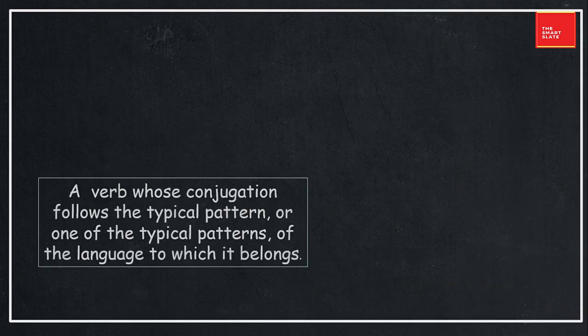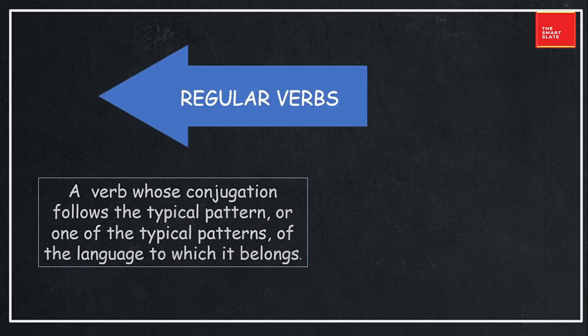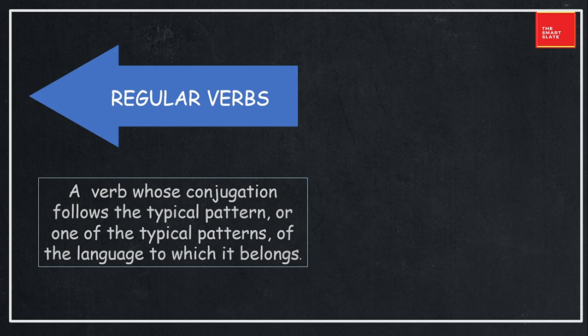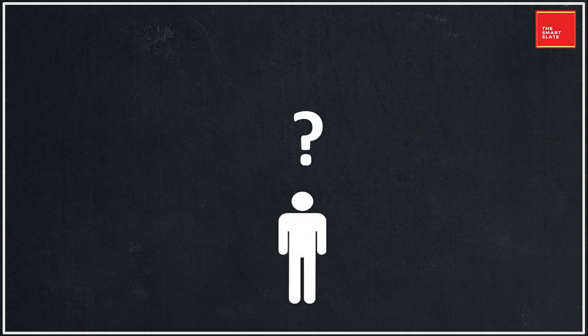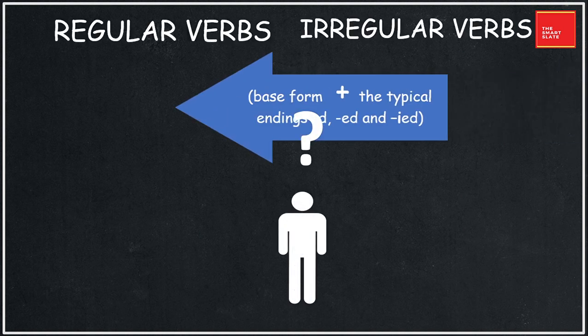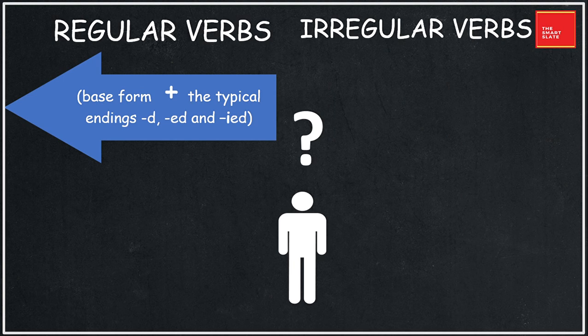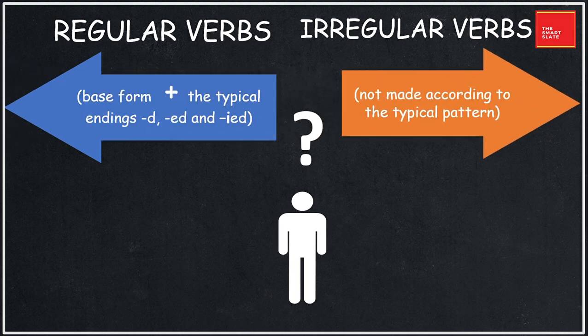Coming to the third type, a verb whose conjugation follows the typical pattern or one of the typical patterns of the language to which it belongs is a regular verb. But if it does not follow the typical pattern of conjugation, then it is an irregular verb. We'll understand it with the help of an example. So what is the difference between regular and irregular verbs? Regular verbs have the base form plus typical endings d, ed or ied. But in case of irregular verbs, they are not made according to the typical pattern.